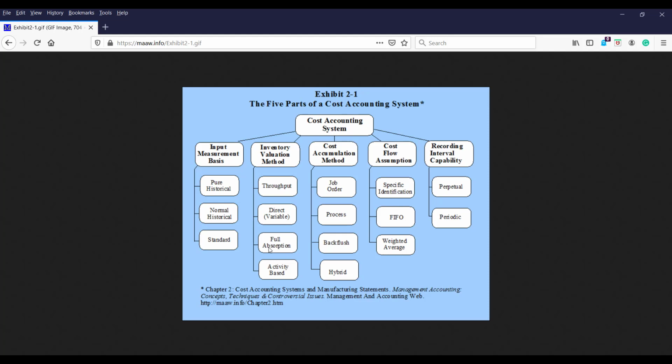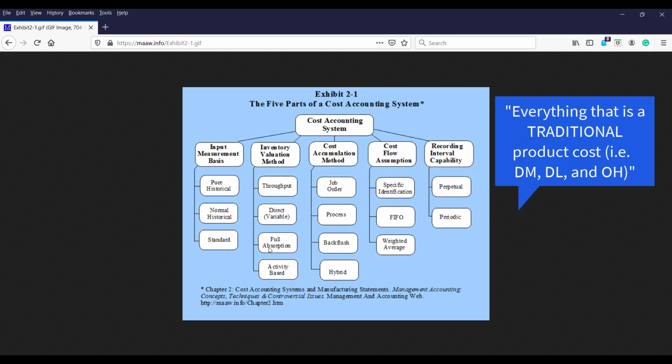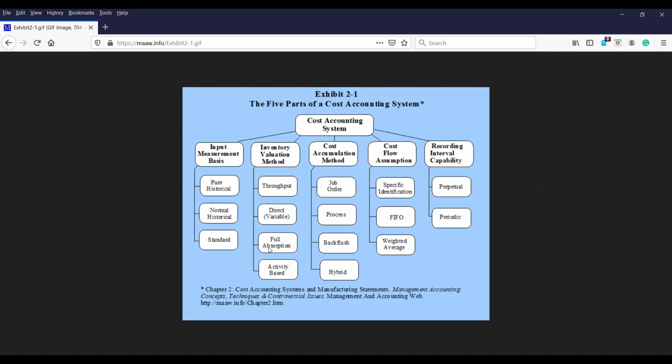The idea that everything that is a product cost should be absorbed, either directly traced or absorbed through some sort of overhead rate into individual product units. That's how you need to value your inventory. That's required for GAAP. Activity-based costing is not compliant. Neither are either of these methods, which we'll talk about in chapter 8.